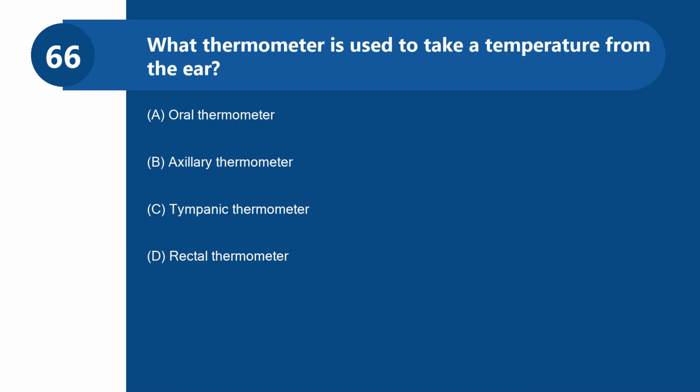Question 66. What thermometer is used to take a temperature from the ear? Option A, oral thermometer. Option B, axillary thermometer. Option C, tympanic thermometer. Option D, rectal thermometer. The correct answer is option C, tympanic thermometer.